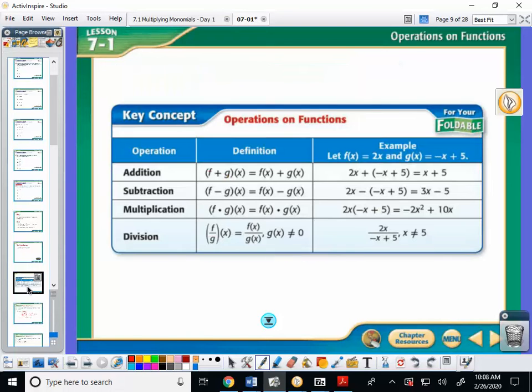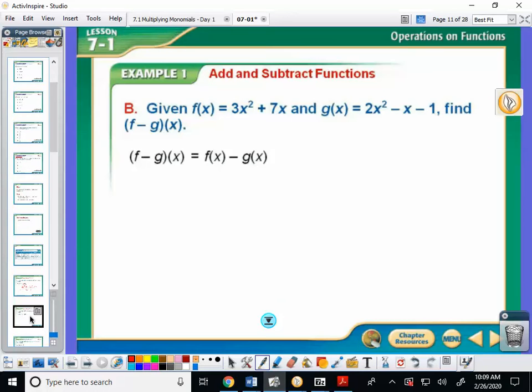Go back to that table on top. Let's look at one with subtraction. It'll say subtraction like this, f minus g of x. It means we're going to take our f function, we're going to subtract from it our g function. So if you look at the next example, this should be letter B on your notes handout. Again, f of x is 3x squared plus 7x, and g of x is 2x squared minus x minus 1. We are calculating f minus g of x.